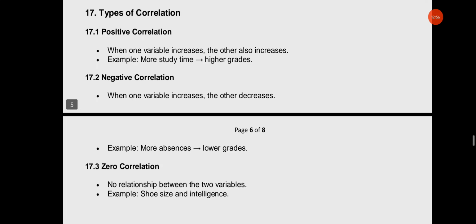Types of correlation. Positive correlation: when one variable increases, the other also increases. Example, more study time, higher grades. So, this is a positive correlation.